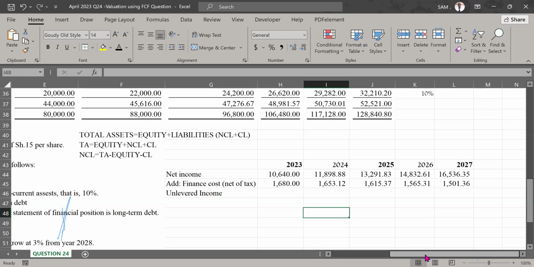What is the meaning of unlevered income? Do you know the meaning of unlevered income? Unlevered income has debt. Exactly. So you know very well that tax is normally charged, right?